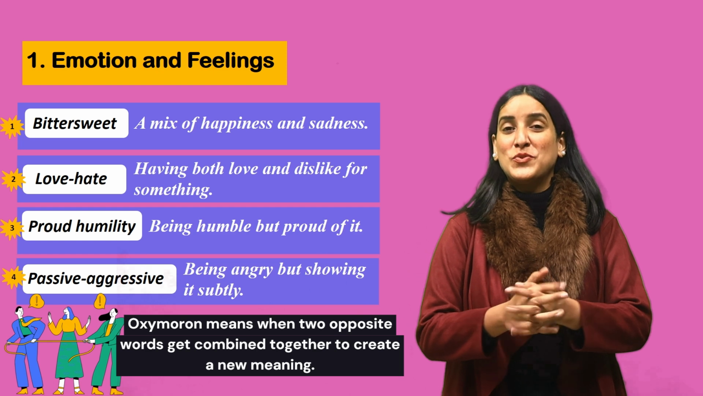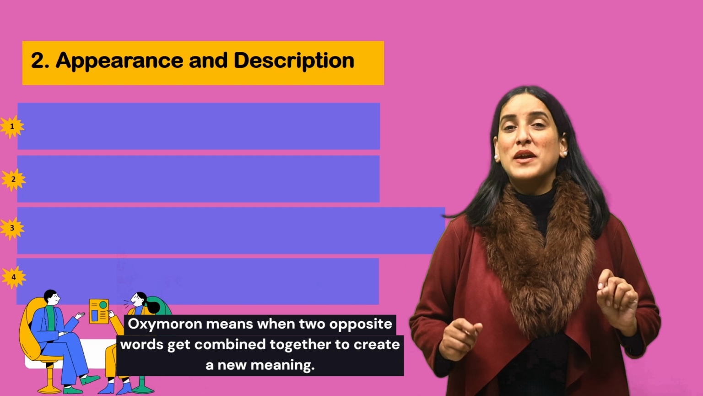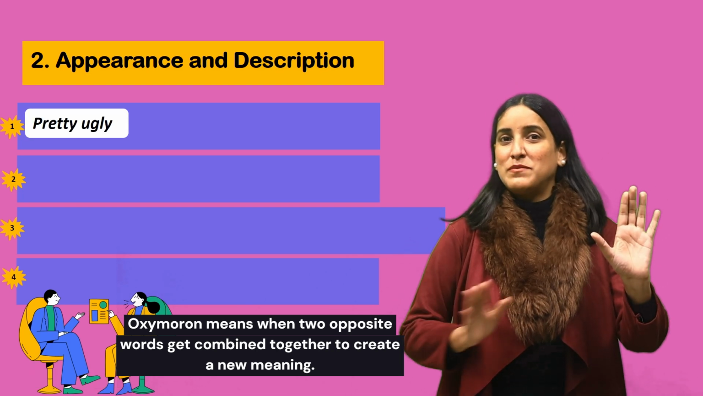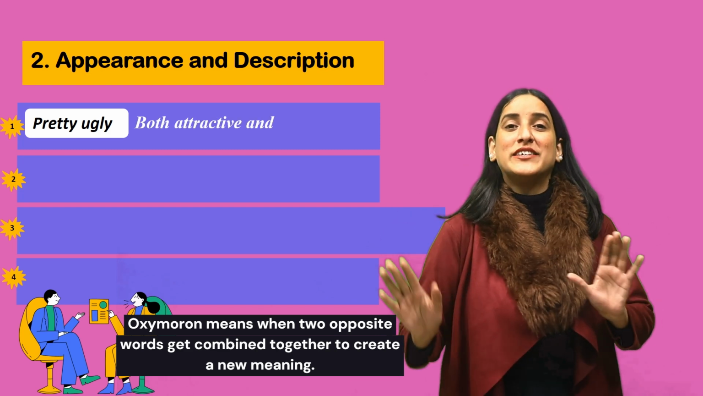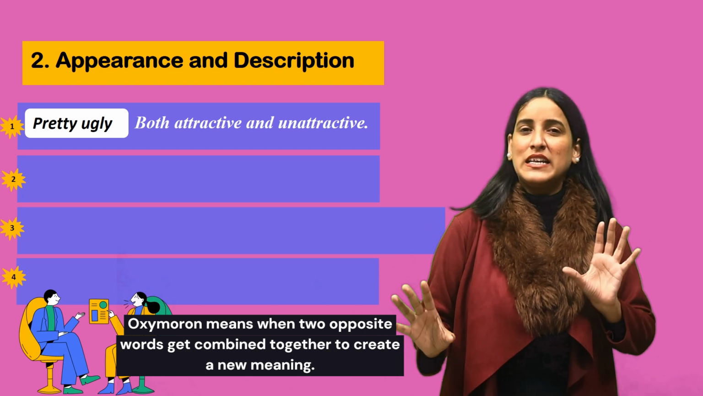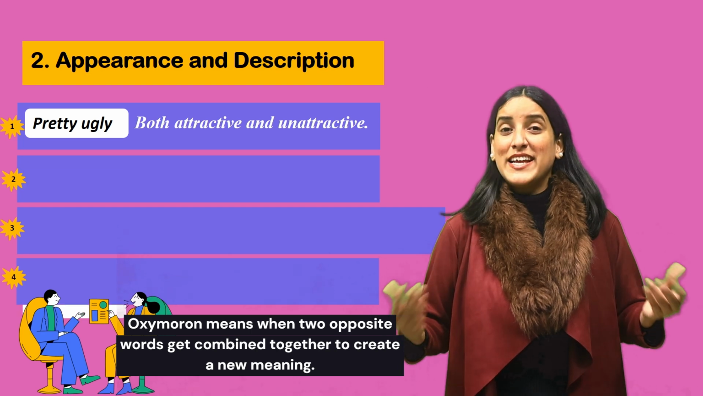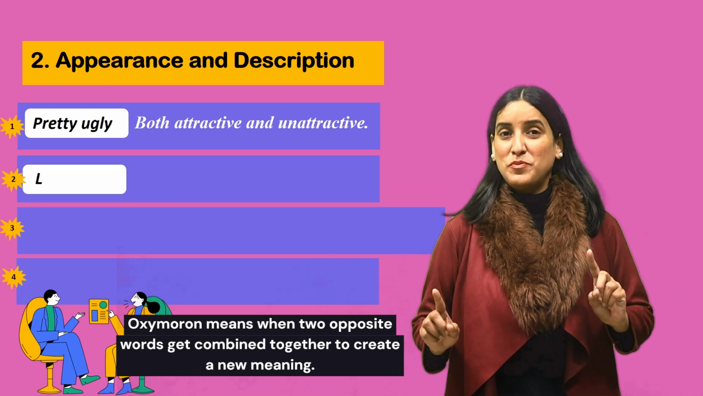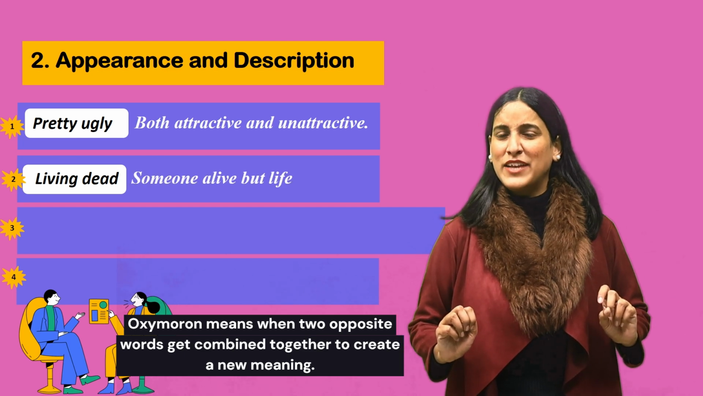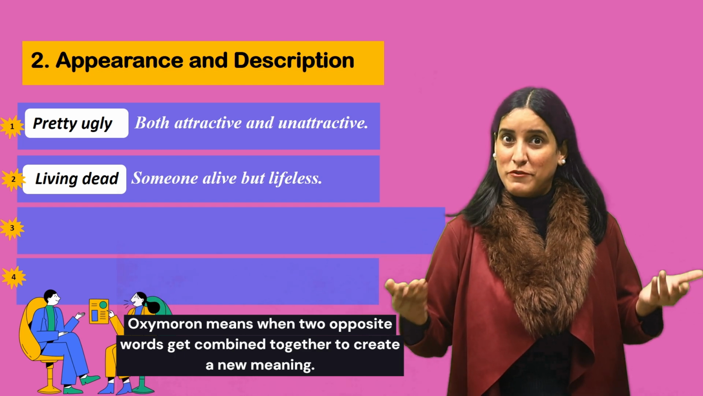Yes, the next set of words are from appearance and description. Okay, the first one being pretty ugly. So something is pretty as well, but at the same time ugly, both attractive and unattractive. For example, the painting was pretty ugly, but it still caught everyone's attention. Interesting, yes? The next phrase being living dead, which means someone alive but lifeless. Yes, it happens, right? And usually we call zombies the living dead.